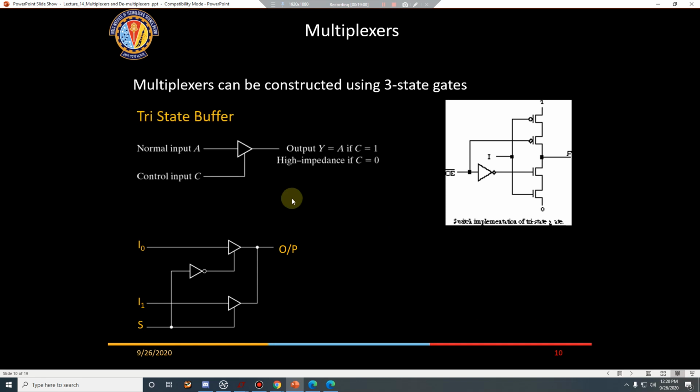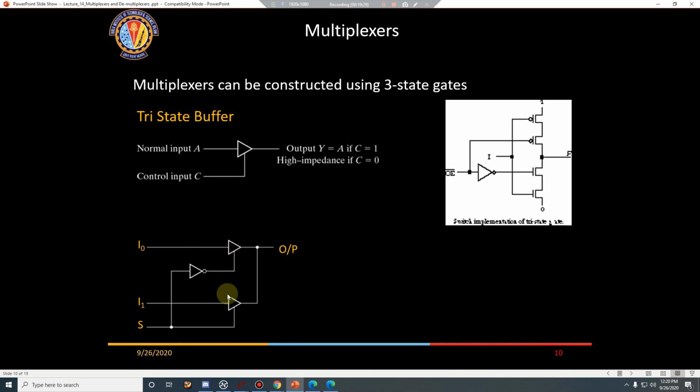Now, multiplexers can also be implemented with the help of a tri-state buffer. What a tri-state buffer does is, if the control signal is high, the input will be connected to the output, and if the control signal is 0, the output is in high impedance. High impedance means there will be no VDD and no ground. It is like an open switch.